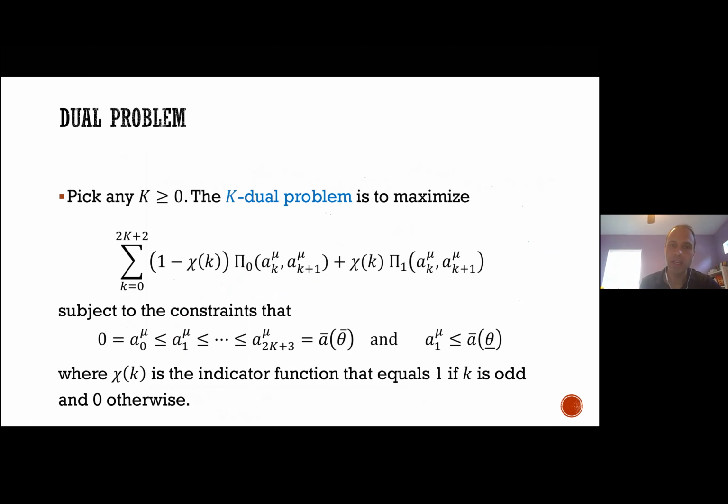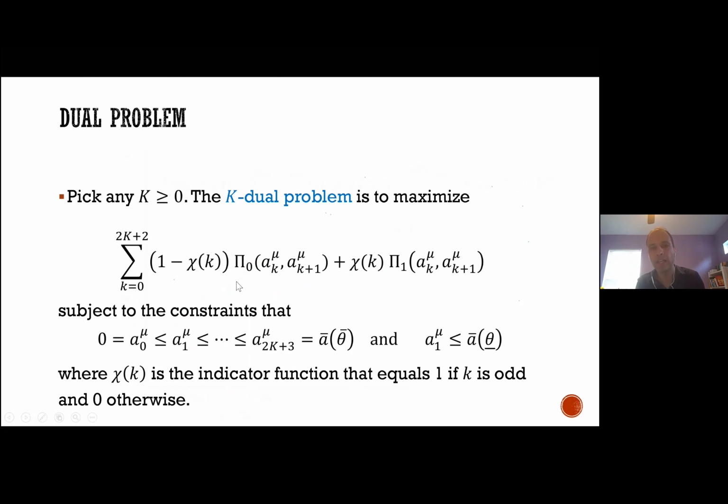So my claim is that this is the K dual problem: to find such an increasing path from a 0 equal to 0 to some a bar of theta upper bar, with this additional restriction.